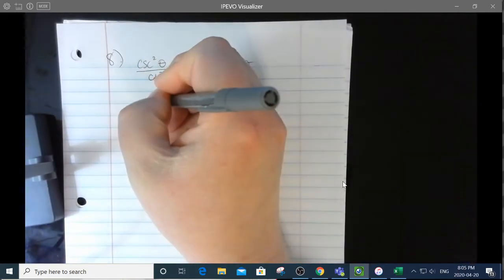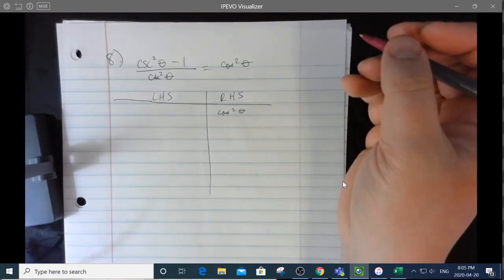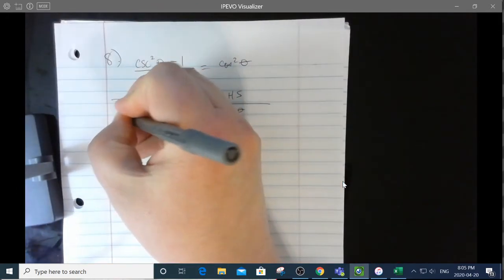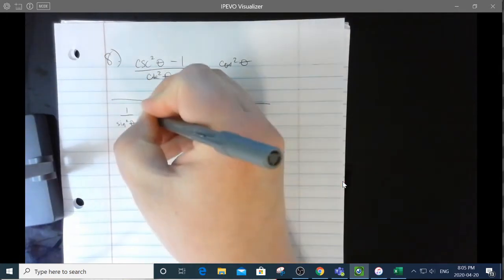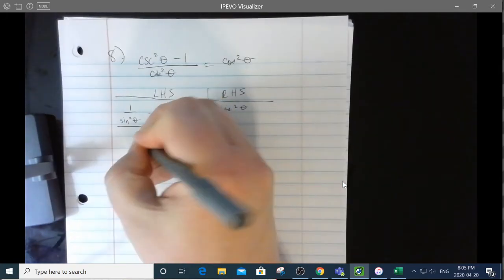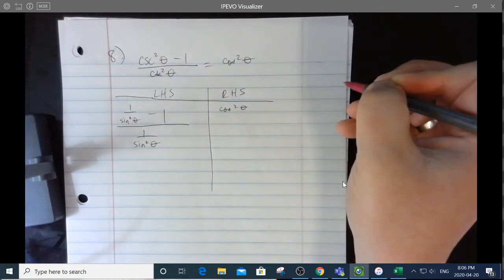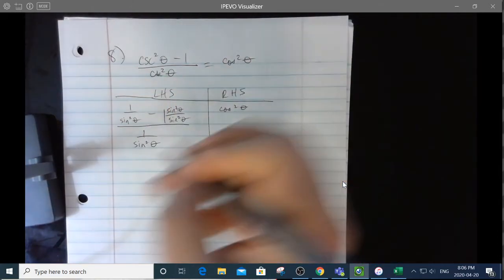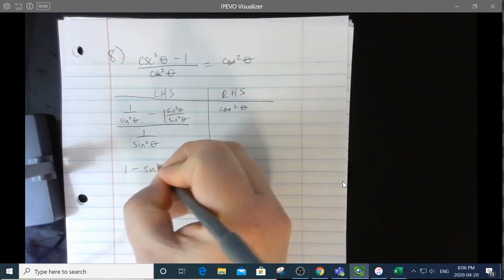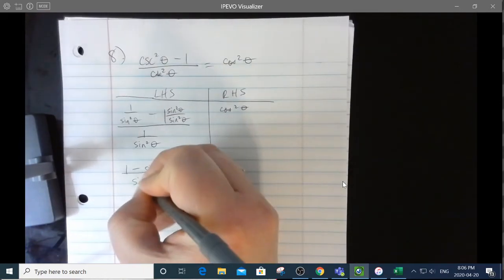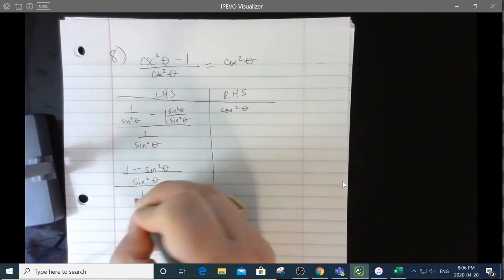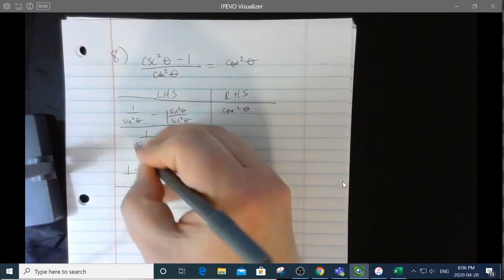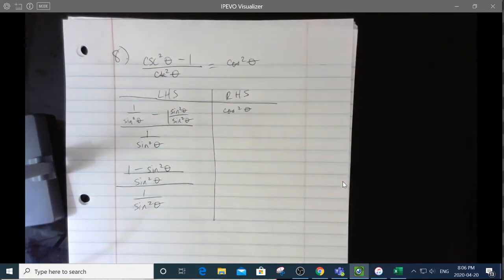Well, again, a good starting place might be to change everything to sines and cosines, in which case this is 1 over sine squared theta minus 1, and this is 1 over sine squared theta. Well, what else can I do but maybe actually subtract those? And if I'm going to do that, I need a common denominator. So I'm going to times top and bottom of this 1 by sine squared over sine squared, which is 1 minus sine squared theta all over sine squared theta, all over 1 over sine squared theta, right? Because this denominator is still right here.